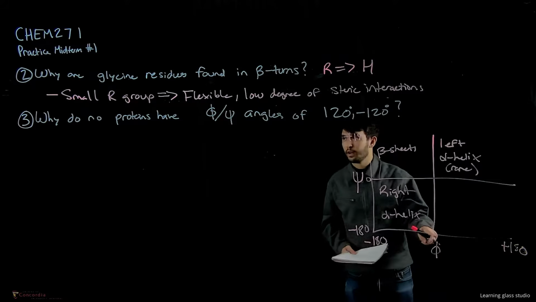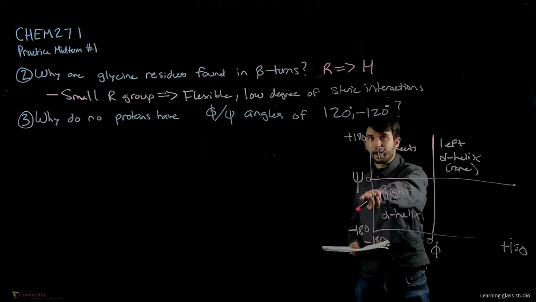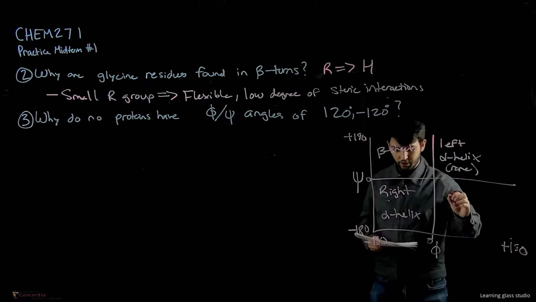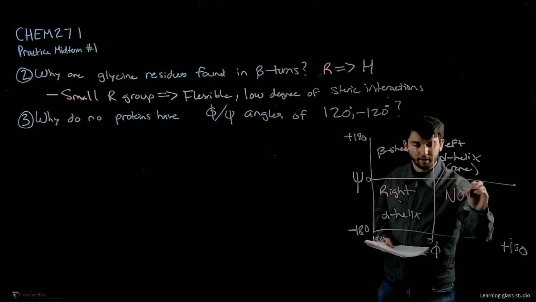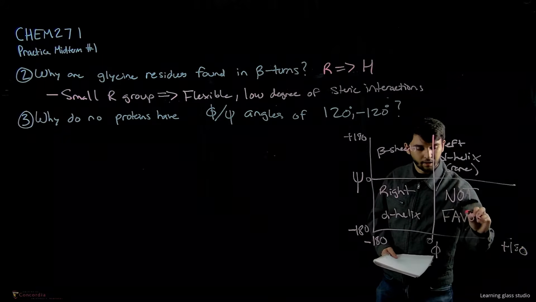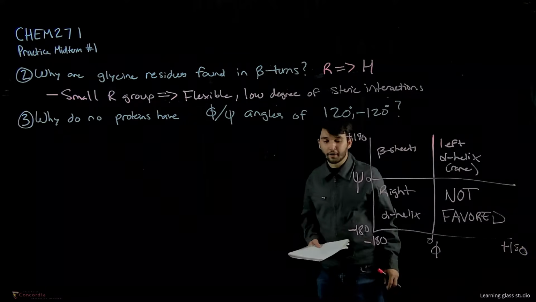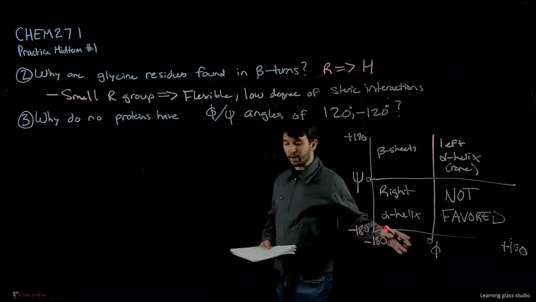Okay? But here in the problem, we have a positive phi and a negative psi. So that lands us in this quadrant. This quadrant is not sterically favored. So we don't see these in nature because this is not allowed. So for an exam, I would recommend memorizing this.